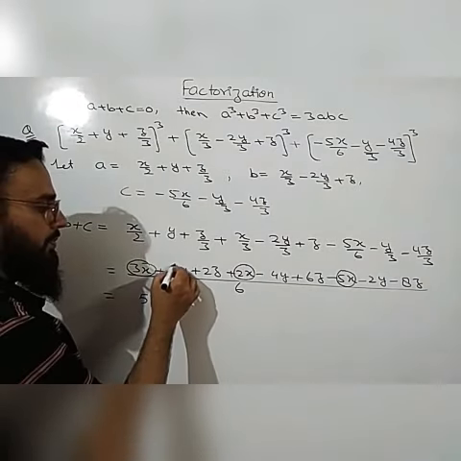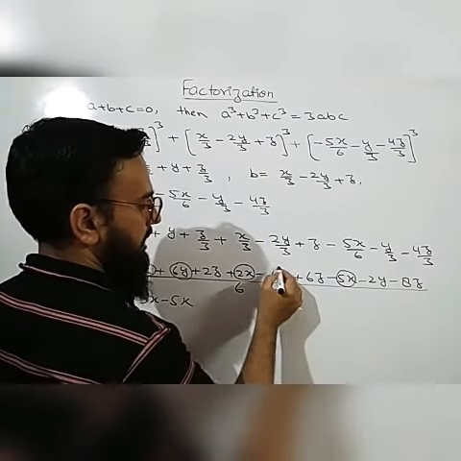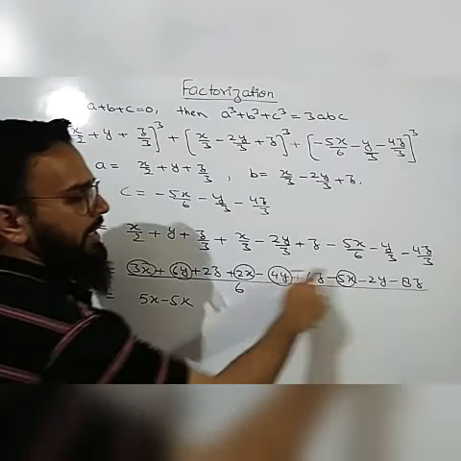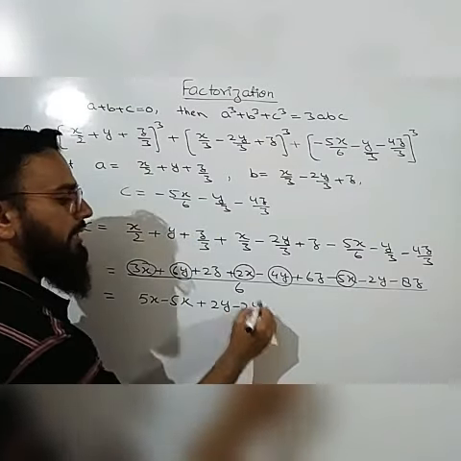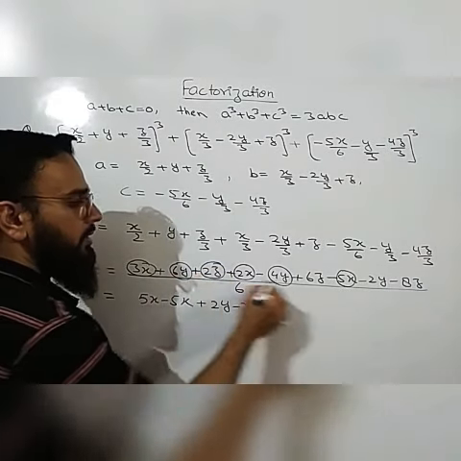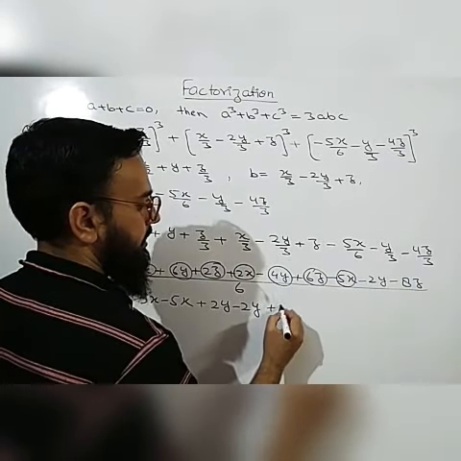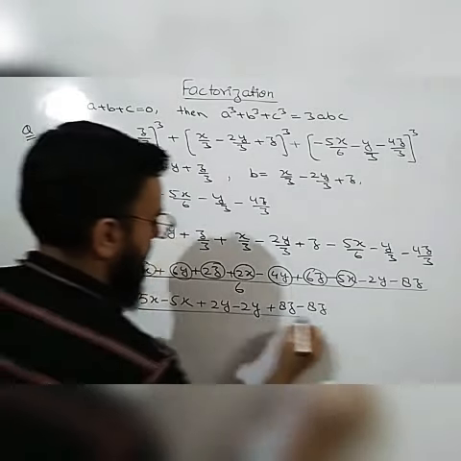It is 6y, and here it is minus 4y, so it will be 2y. 6 minus 4, it will be 2y, and it is minus 2y, so we can write it as plus 2y minus 2y. Similarly, coming to z, it is 2z and 6z, that will be 8z, 8z minus 8z, so it is plus 8z and minus 8z whole upon 6.